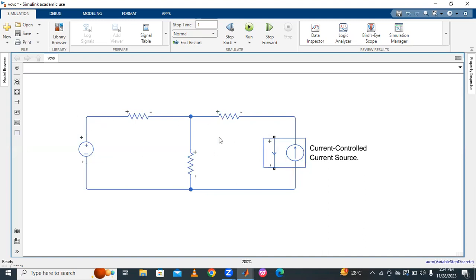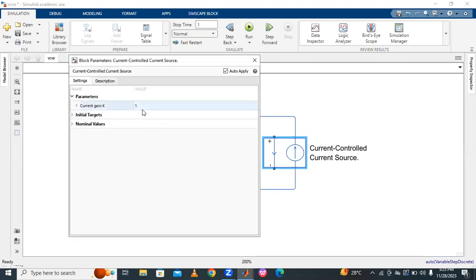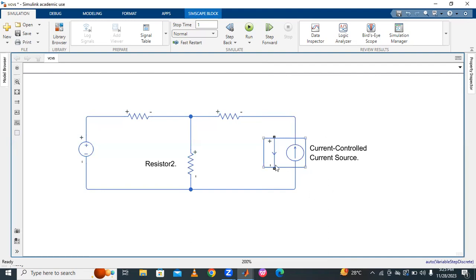So, for example, it depends on the current flowing into this resistor. The current flowing into this resistor R2 is called ix. For example, 3ix means ix is this current, the current flowing into R2. 3ix means that in this current controlled current source, the current gain is 3.